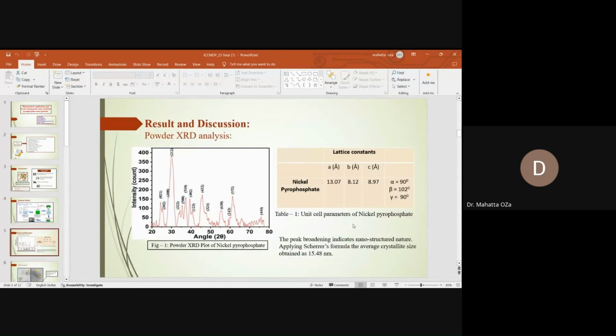This is the XRD plot, and these are the lattice constants, which match well with the JCPDS card. From the XRD plot, the peak broadening indicates the nanostructure nature, and from the Scherrer formula we obtained the crystallite size, that is 15.48 nanometer.